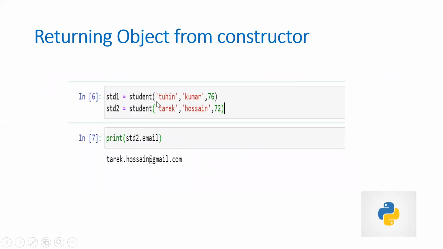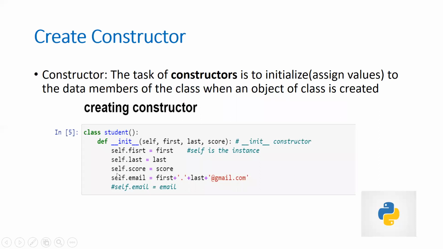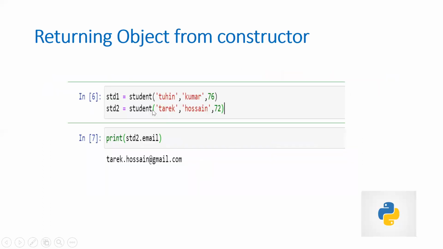So here I'm just assigning the values of those attributes. That is for std1, that means object 1. Here I did not create an object. Inside the constructor, I just generalize how the objects will be created using self. So in place of self, now we will name the objects. The first object, I write it here: std1 equals Student, and then inside the parentheses we assign the values Tuhin, Kumar, and 76 is the score. For std2, the second object name, I assign the values Student Tarek Hossain 72.